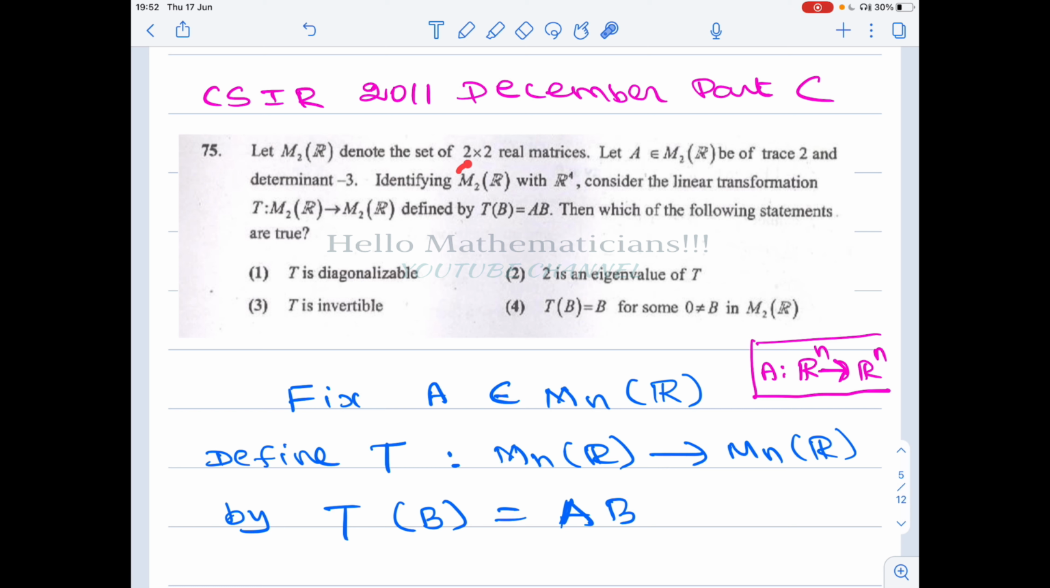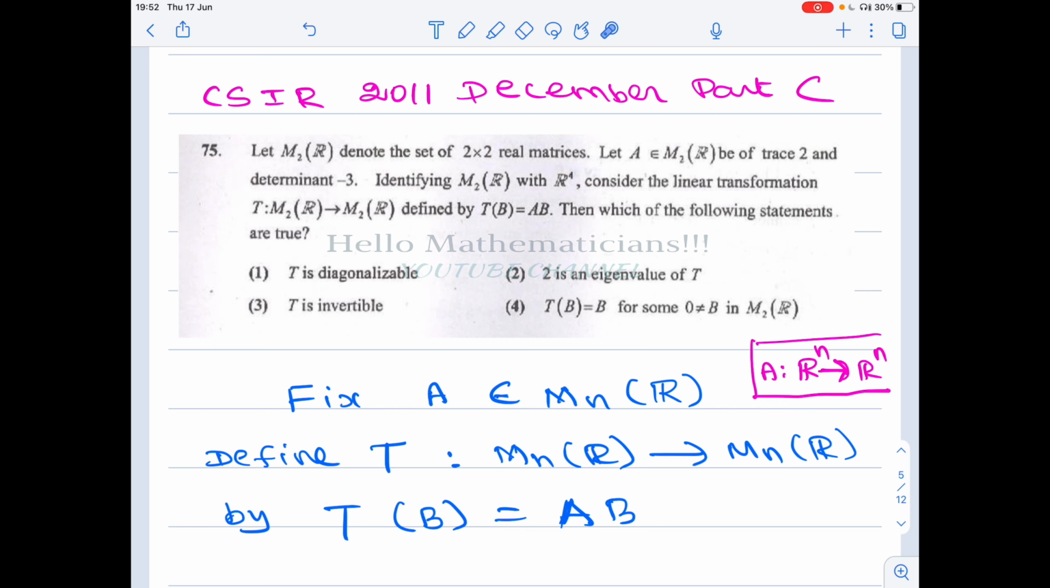Now we are identifying M2 of R with R power 4, because M2 of R is the set of 2 by 2 real matrices. Basically, it has 4 entries. You can think of elements of R power 4 as column vectors that have 4 entries, right? So that way we can identify M2 of R and R power 4.